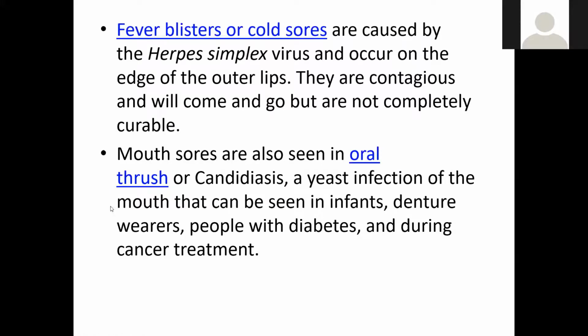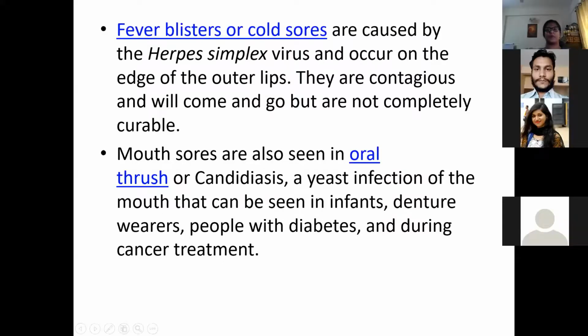Then there are also mouth sores due to oral thrush or candidiasis. This is a yeast infection of the mouth. It can be seen in infants, denture wearers, people with diabetes, and during cancer treatment.